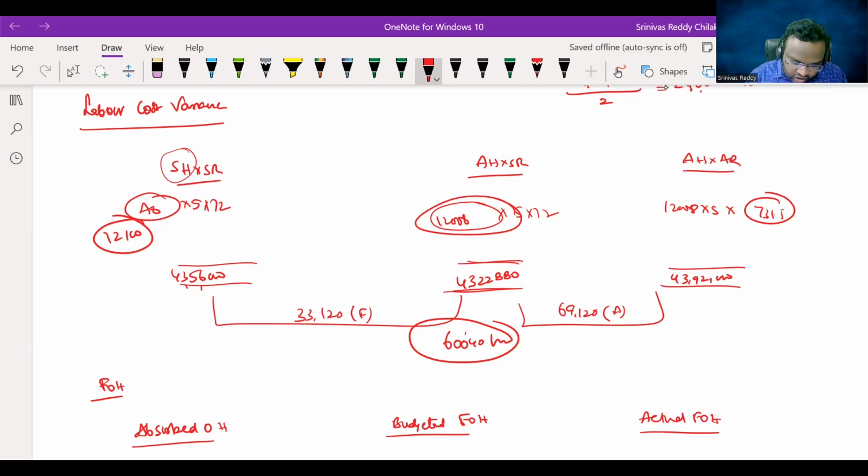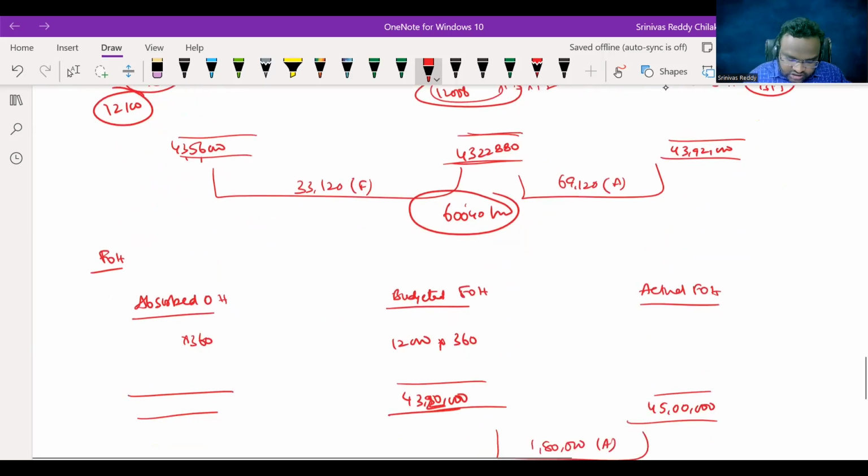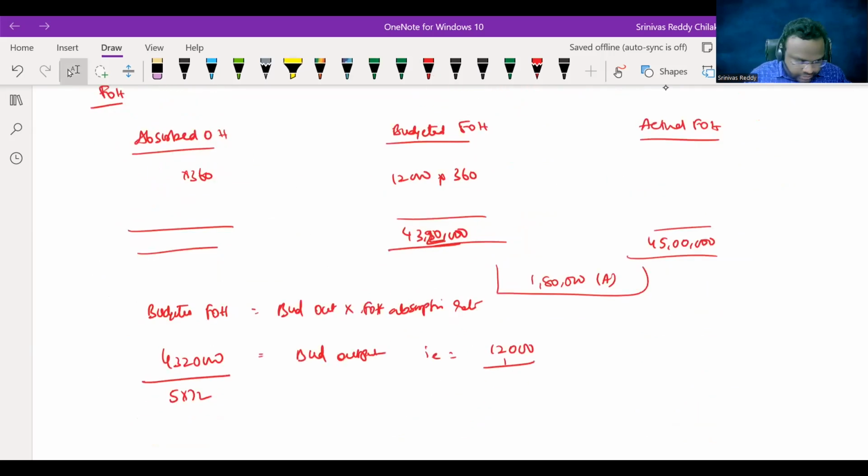Labor cost variance: 43,56,000 minus 43,92,000. I think this is a simple question they have given in standard costing. We have worked out the three variance model, everything. 36,000 adverse would be the labor cost variance. Last point, production overhead cost variance. Production overhead cost variance between these two. So absorbed means what? Absorption is based on which output? Actual output. What is your actual output? 12,100 into 360.